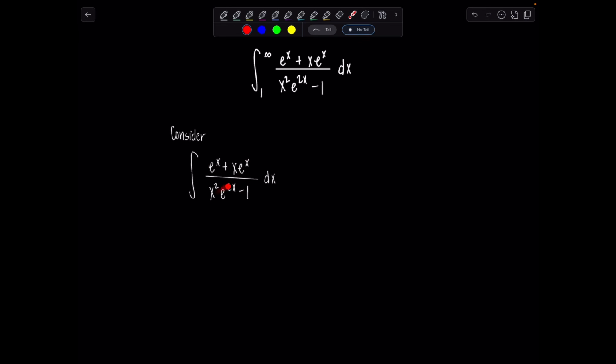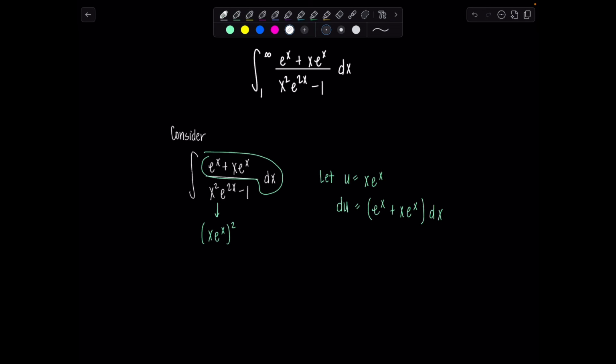And then peeking down into the denominator, what's kind of screaming at me is that we've got this x squared and e to the 2x, which you could rewrite as x e to the x quantity squared. So then since up here I have the derivative of x e to the x, and then I have x e to the x squared in the denominator, that seems like the most natural choice for a u substitution. So we're going to let u equal x e to the x, and then du is going to be e to the x plus x e to the x dx. Perfect. And then whoosh, there's my du. Lovely, lovely. So then I have the integral of du over u squared minus 1.